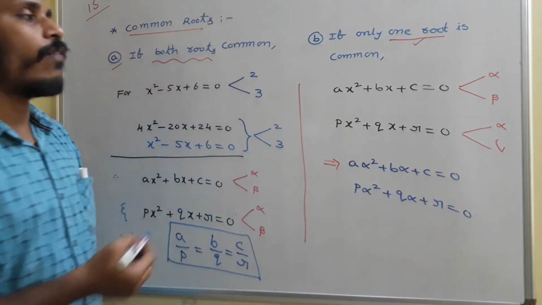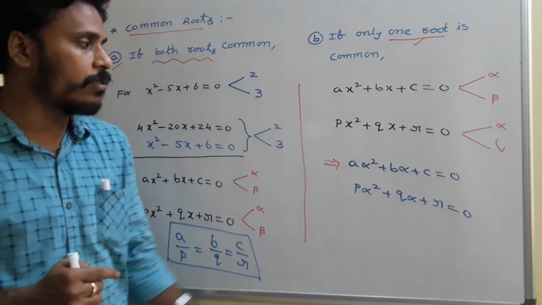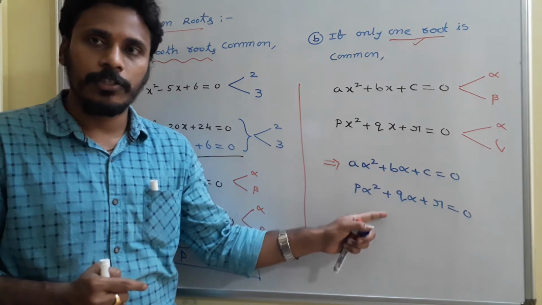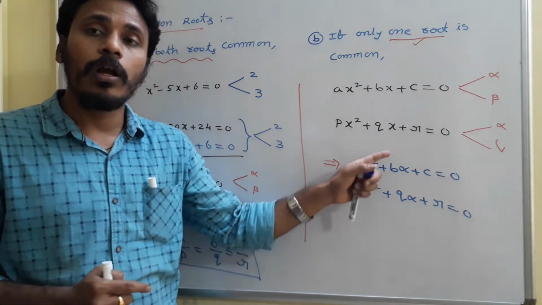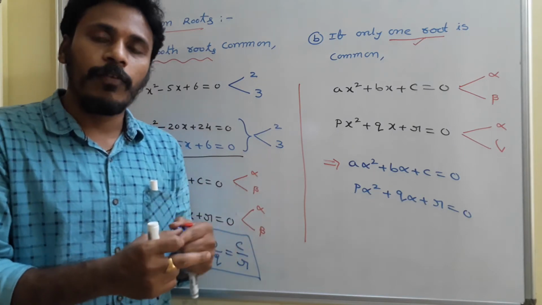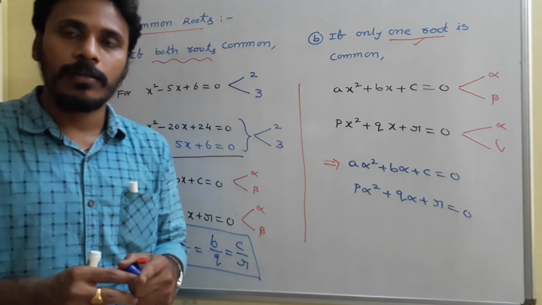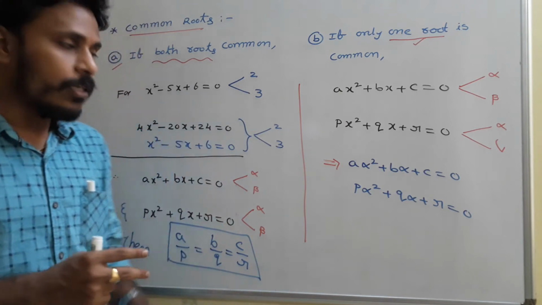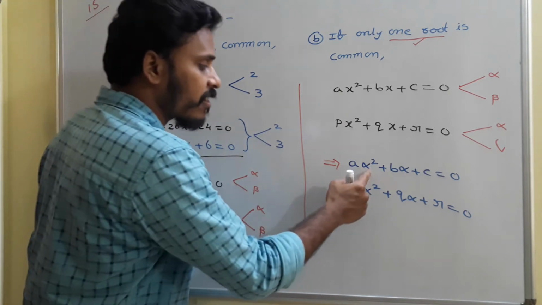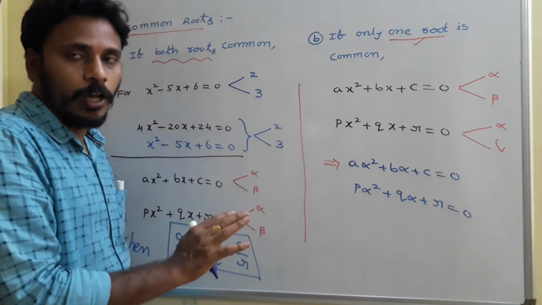Since alpha is a root, we can substitute alpha in the place of x in both equations. From there we will get these two relations, and we need to solve these two. We need to eliminate alpha and alpha square to establish a relation between a, b, c and p, q, r. So for that elimination, for my convenience, I am taking this alpha square as some capital X.